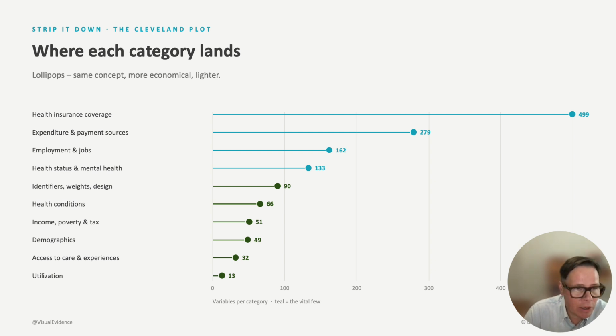Here's another variant of a bar chart. It's formerly known as lollipops. So why this and not the other? Well, for one, it's economical on the ink. Two, there's a greater focus on the nonlinearity across the categories. Look at this. In the Medical Expenditure Panel Survey, which these data are taken from, the health insurance coverage category carries 499 variables. In contrast to, let's say, patient experience, there's only 32 variables in that category. So it really helps us understand where the bulk of the variables belong.